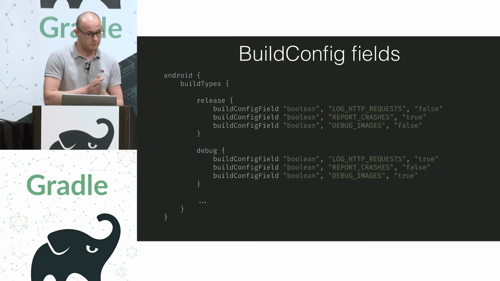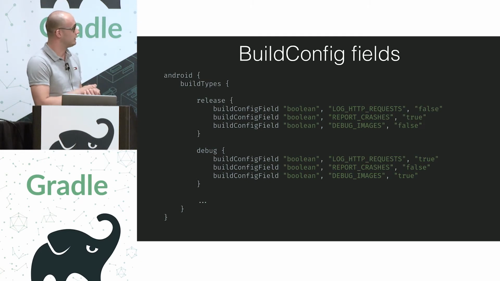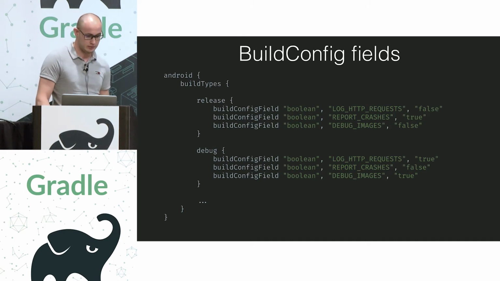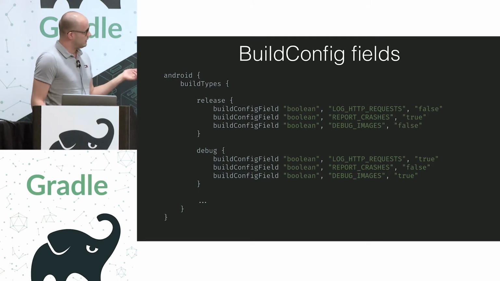Okay, next up, build config fields. This is also something like, you see, okay, I want to disable Crashlytics or whatever in my debug builds. How do I do that? Go to Stack Overflow, we see this. Okay, it's nice. We get a field in a build config class.